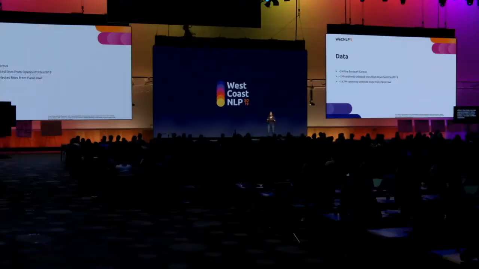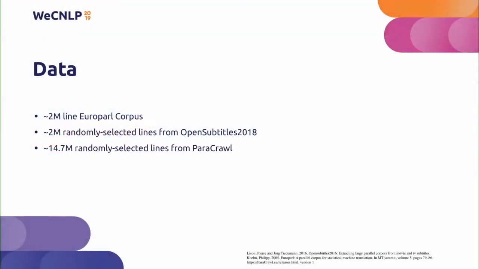So for our data, we use approximately 2 million lines from the EuroParl corpus. We use 2 million randomly selected lines from Open Subtitles 2018, which is movie subtitles, typically lower complexity, more informal language. We also use approximately 15 million randomly selected lines from Paracrawl, which was scraped from the web.